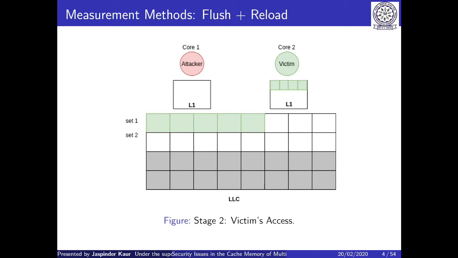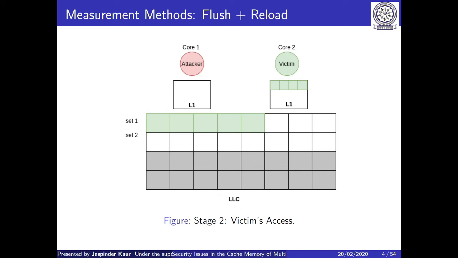Now in the reload phase, the attacker will try to access the same set of data that the victim recently accessed, or maybe some more data which are mapping to set 1 and set 2. When the attacker requests the data from set 1 and set 2, in case of set 2, everything will be a cache miss. So all the data has to be brought from main memory, and it will take more time.